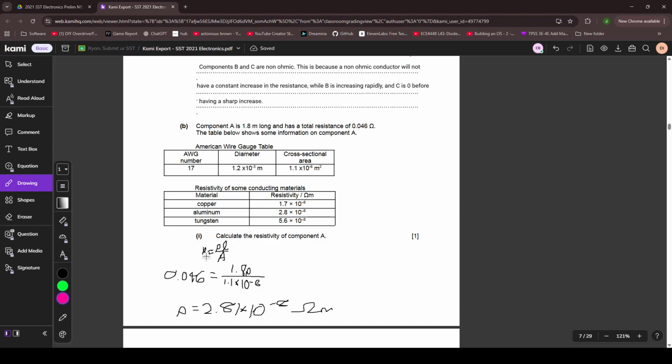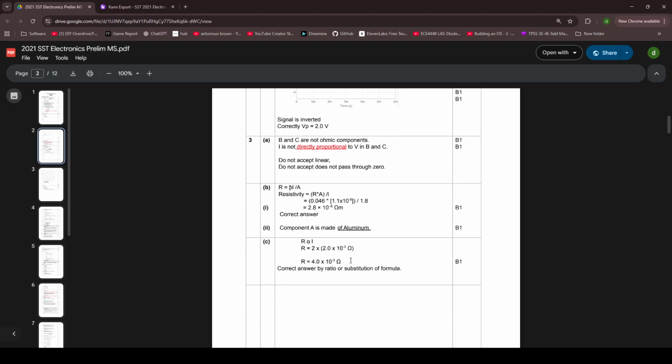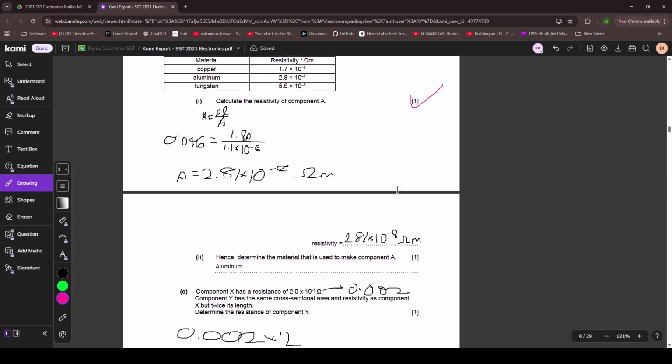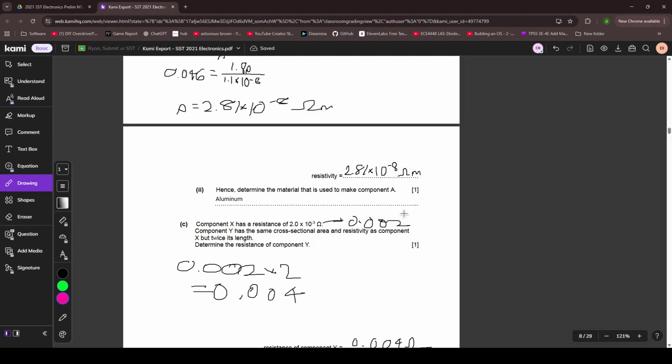Yep, resistance is equal to resistivity times length divided by cross-sectional area. So, geez, the handwriting. If you put it in correctly, then you should have gotten the answer, which you have, so 1 mark. Hence, determine the material that is used to make component A.